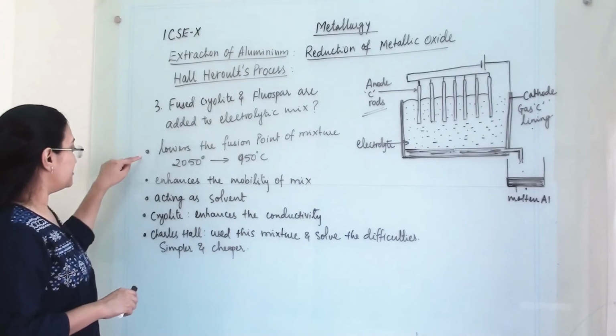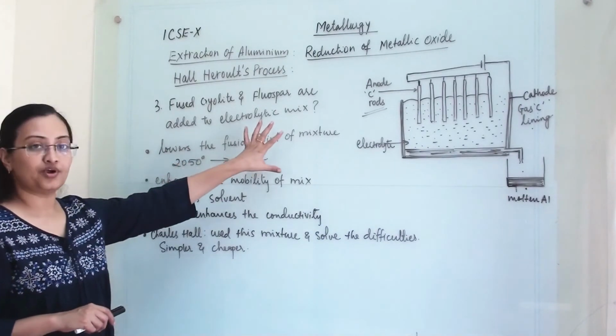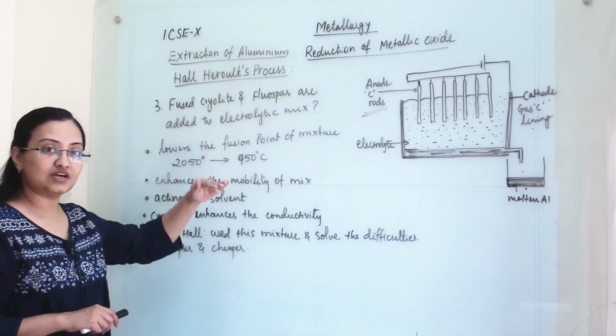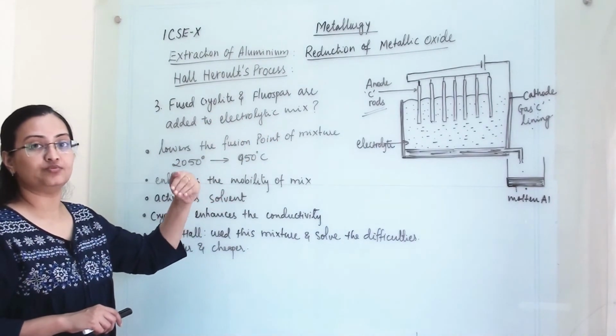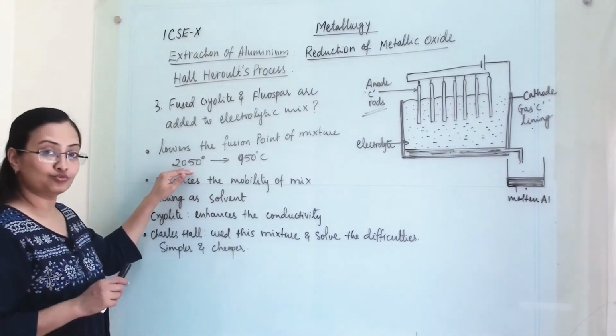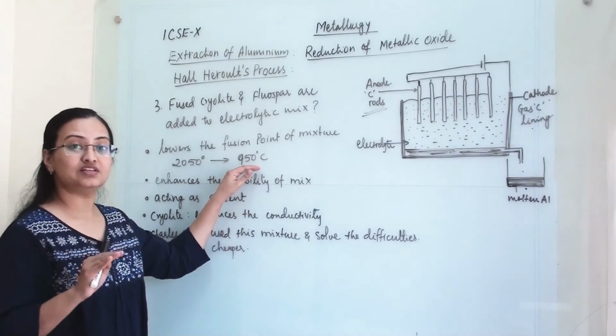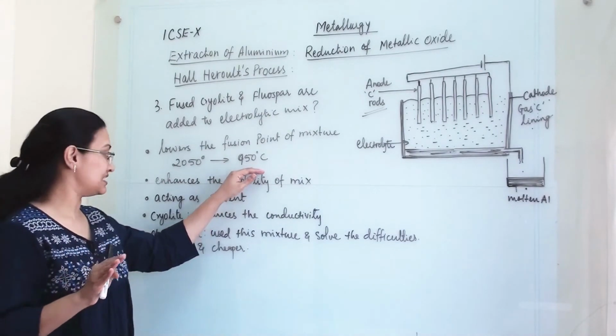So first, there are 5 points. First thing is, it lowers the fusion point of the mixture. So it lowers down the temperature at which the aluminium will become molten. From a temperature of 2050 degrees Celsius, it will lower down till 950 degrees Celsius.